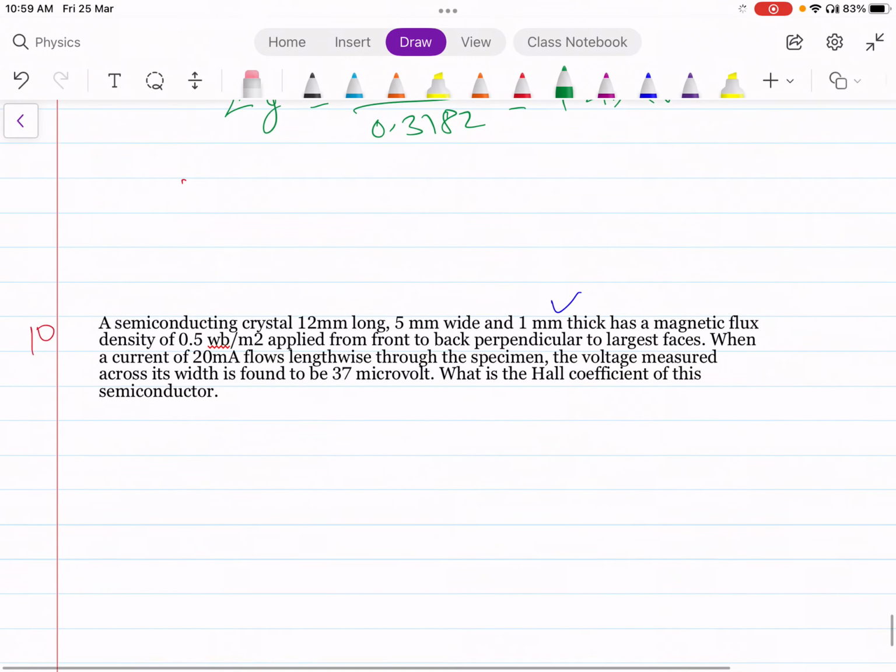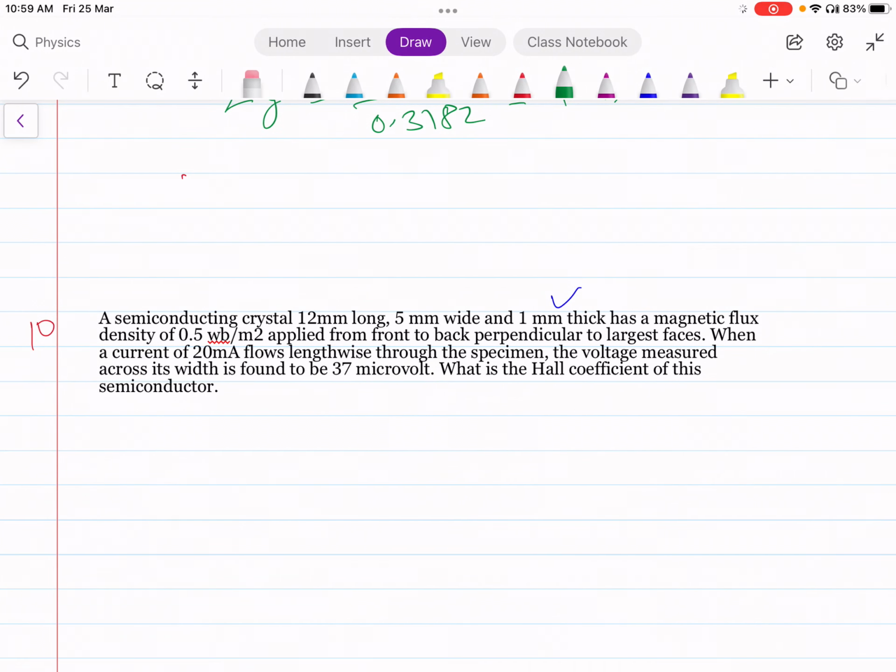The next sum: a semiconductor crystal 12 long, 5 wide, and 1 thick has a magnetic flux density of 0.5 Weber per meter square applied from front to back, perpendicular to the largest faces. When a current of 20 milliampere flows lengthwise through the specimen, the voltage measured across its width is found to be 37 microvolt. What is the Hall coefficient of this semiconductor?